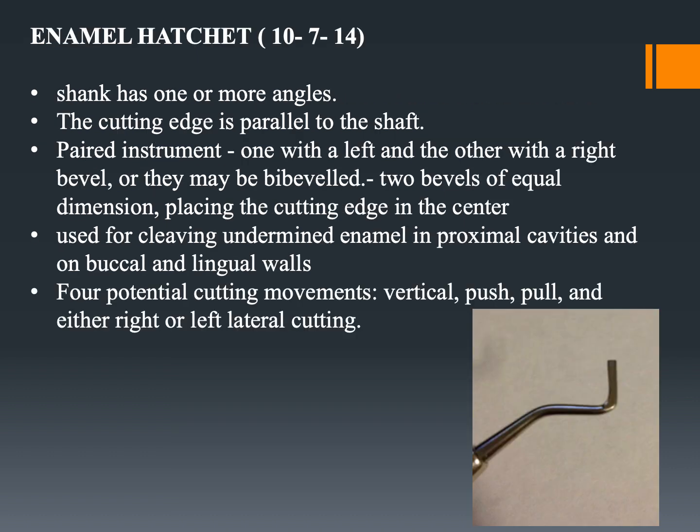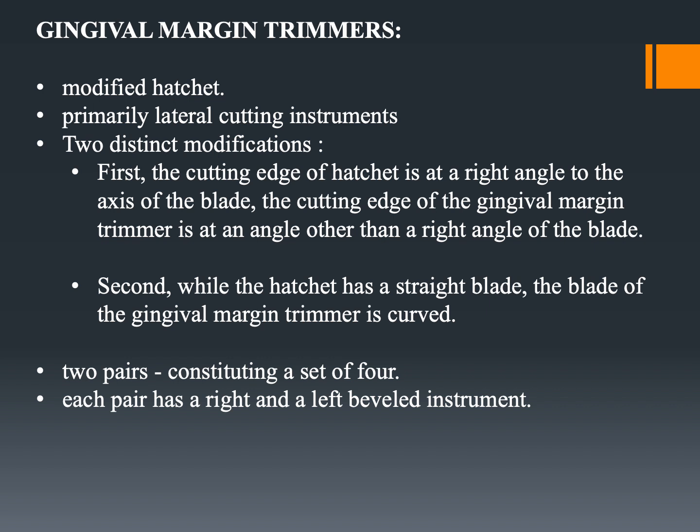Coming to the enamel hatchet. The enamel hatchet is yet again a most commonly used instrument. So the cutting edge of this enamel hatchet is parallel to the shaft. It is a paired instrument, okay. It has a shank which has more than one angle, and it is also used for cleaving the enamel and dentine from the proximal cavities or in the buccal and the lingual walls. So the potential cutting movements of enamel hatchet include the vertical, the push, pull and either right or the left lateral cutting.